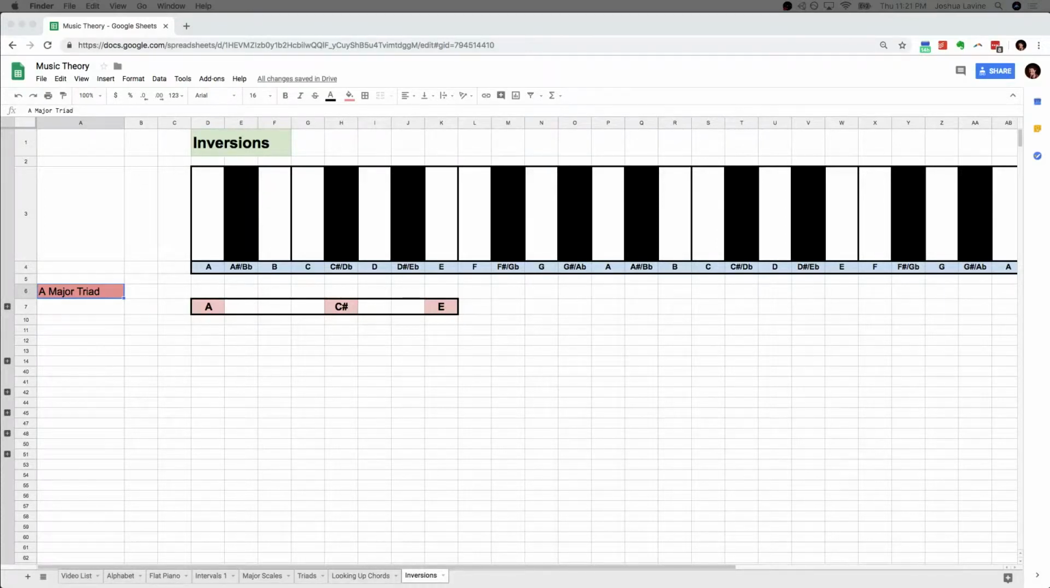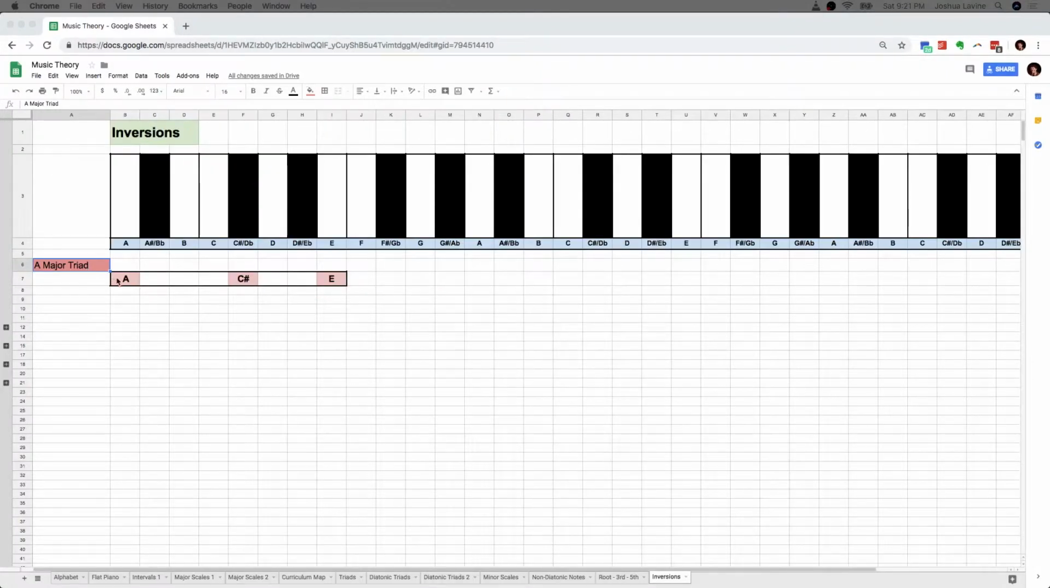In this video, I want to introduce you to an extremely practical tip for dealing with triads, and that is the concept of inversions. So here's what inversions are. So here's the A major triad. We've gone through this a million times.